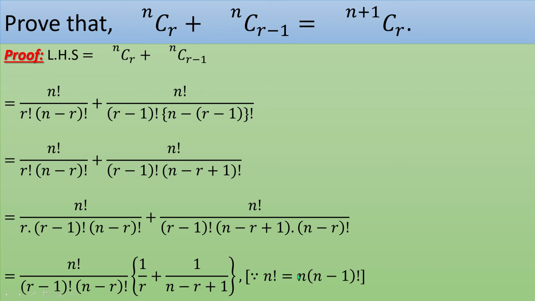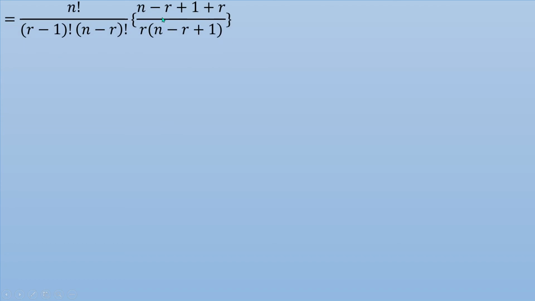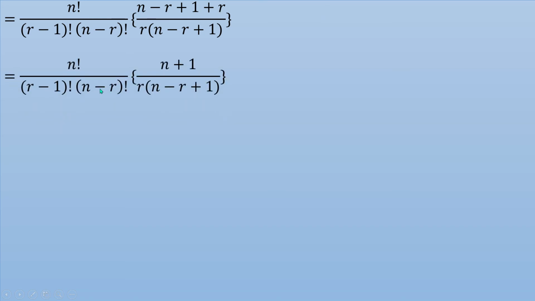n factorial is equal to n into n minus 1 factorial. This line will be here for clear concept. Just calculation here. LCM will be r into n minus r plus 1. The result here will be n minus r plus 1 plus r cut, and the result n factorial divided by r minus 1 factorial into n minus r factorial. Here will be n plus 1 divided by r into n minus r plus 1.